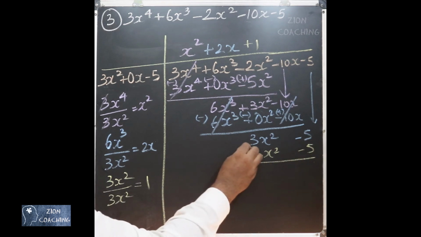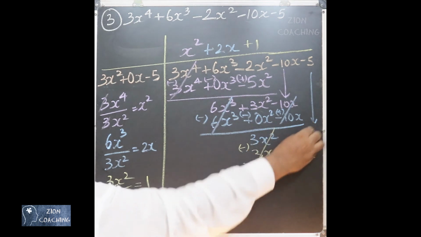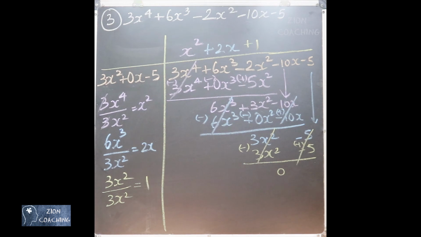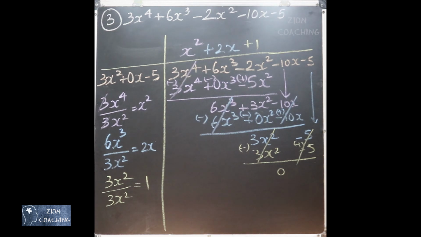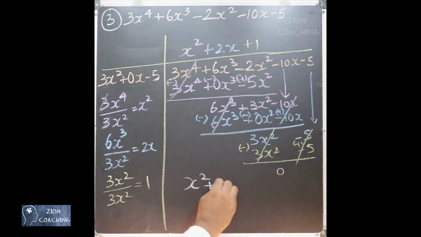So we are going to change the symbol and add. This will get cancelled, this will get cancelled. So the remainder is going to be 0. Now we have found the other quadratic polynomial. The other quadratic polynomial is x squared plus 2x plus 1.